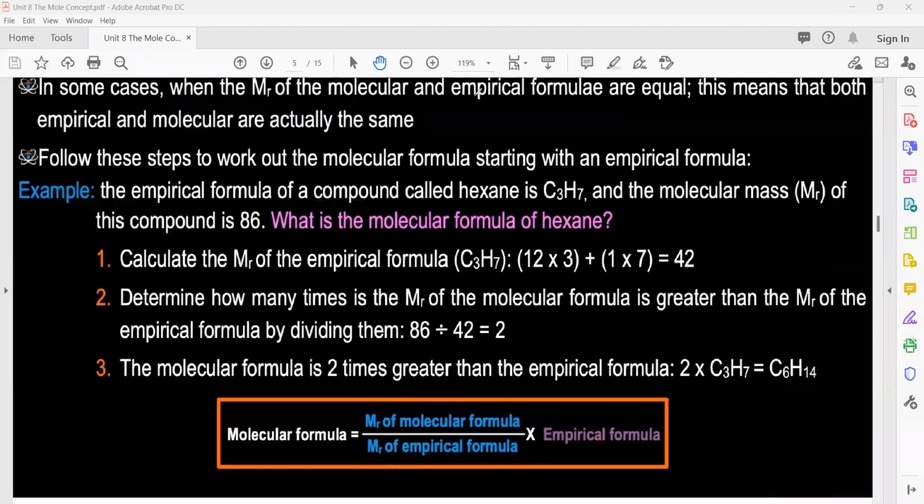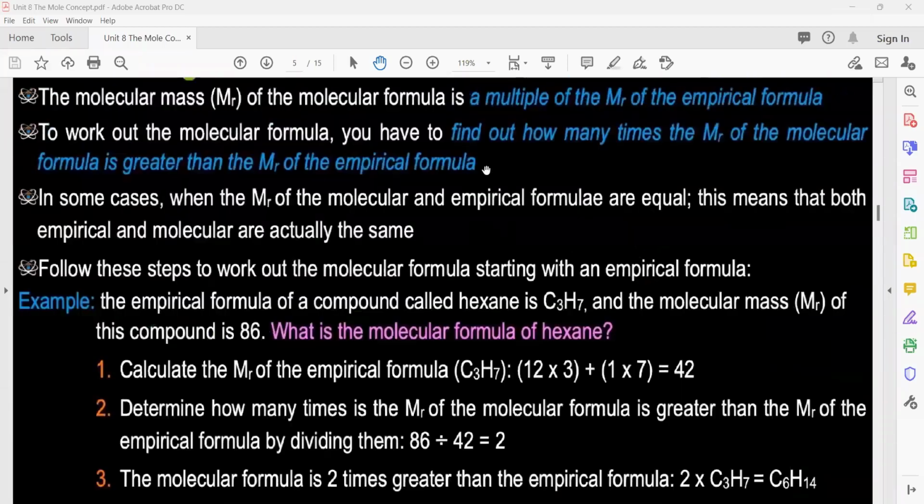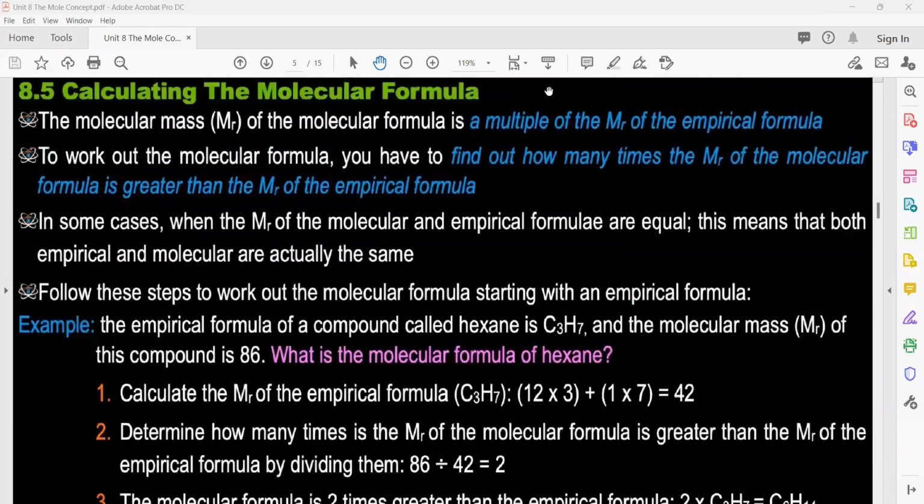So this is how you will find the molecular formula if the empirical formula is given. You can find the molecular formula only if you know the empirical formula and they also give you the MR of the compound. So you need these two. If this is not given, you cannot find it. But in the exam they will give you this one.